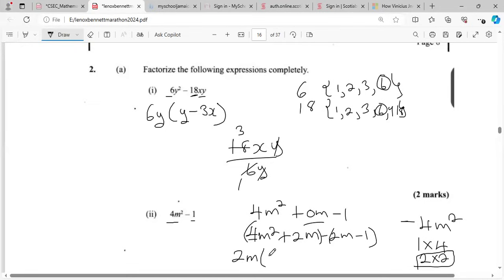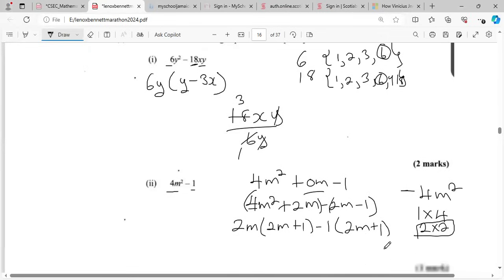2m into 4m leaves 2m. 2m into itself leaves 1. And then you have minus. One is a factor of all numbers, so we take out the 1. 1 is the common factor. And then we divide, which will give us 2m. Negative 1 divided by negative 1, that's positive 1. And of course, to get the final answer, it will be 2m plus 1 and 2m minus 1.